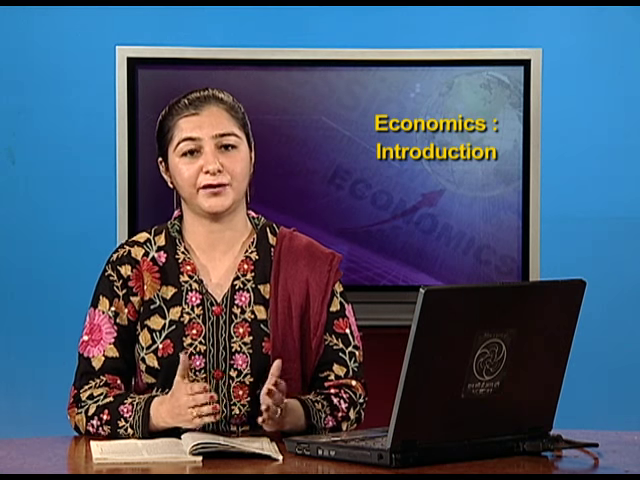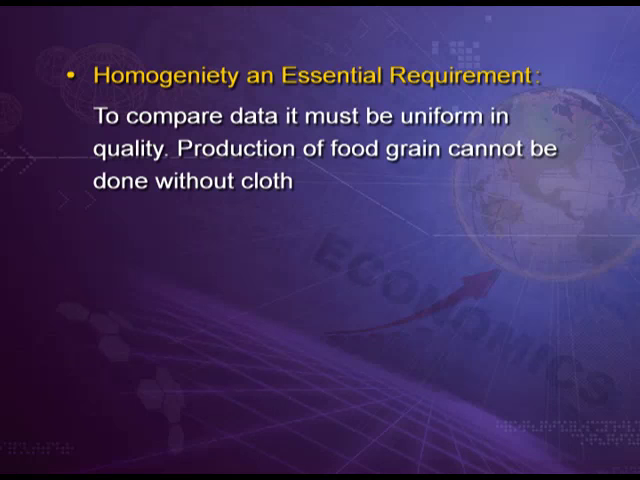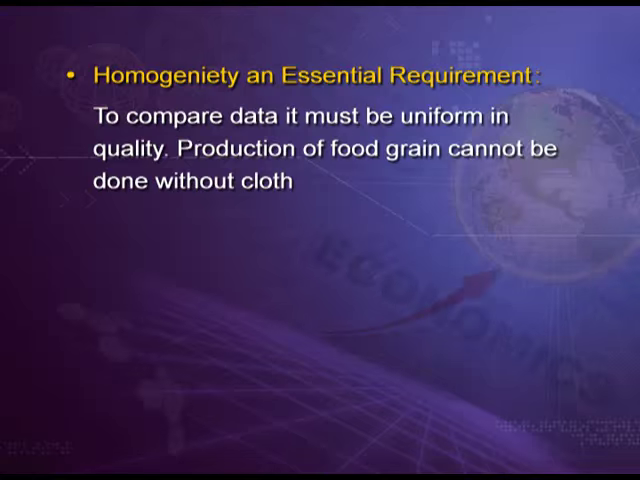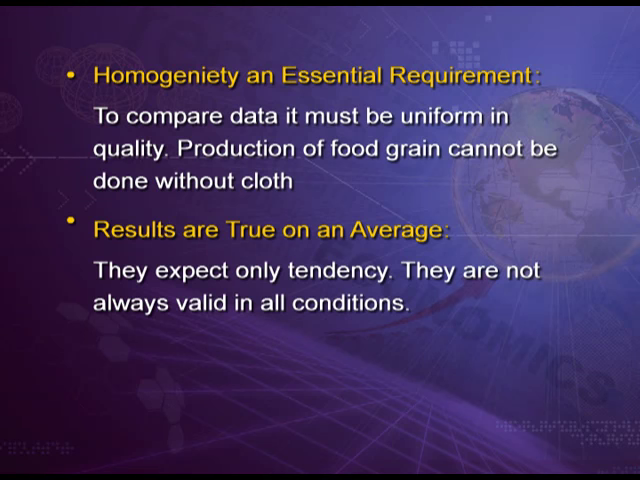The next limitation of statistics is that homogeneity is an essential requirement. To compare data, it must be uniform in quality. Production of food grain cannot be compared with production of cloth. That means if we want to compare two commodities, they must be homogeneous with each other. The next one is that results are true on an average. They show only a tendency. They are not always valid in all conditions.